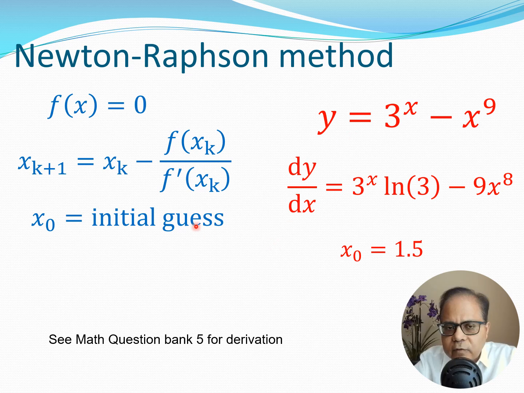So the first thing of course we do is we need f dash for our program, so we calculate dy by dx, and this is 3^x log 3 - 9x^8. Again, if you are interested in this derivative, Math Question Bank is where it is, and I'm going to put that in the end screen and also in the description box.